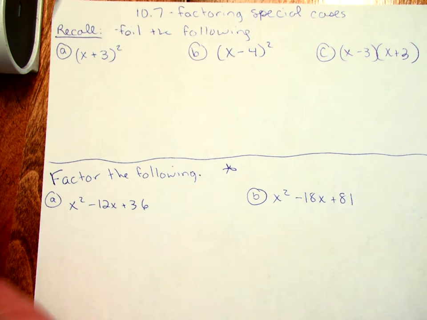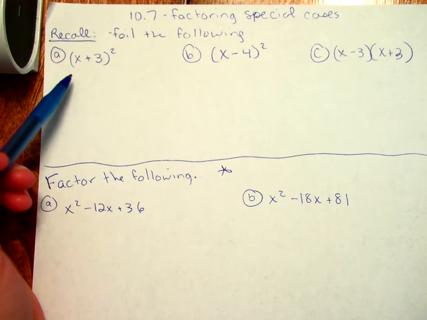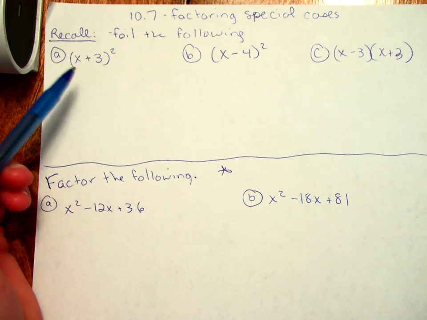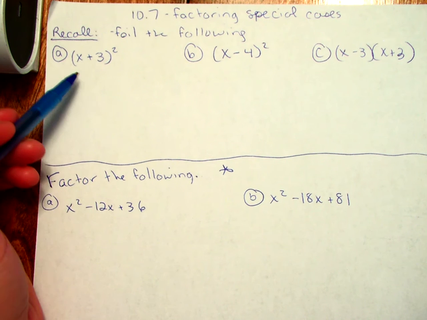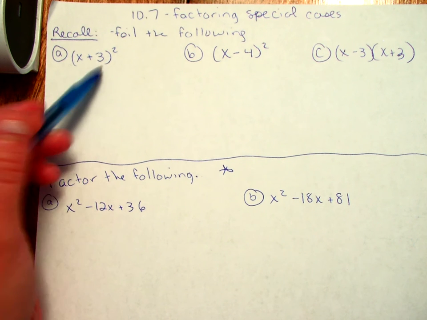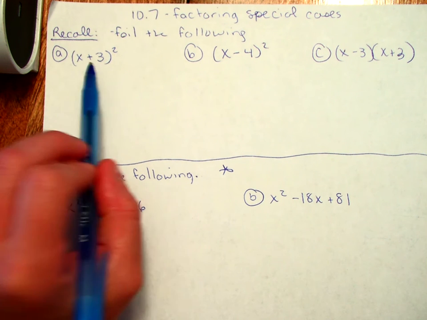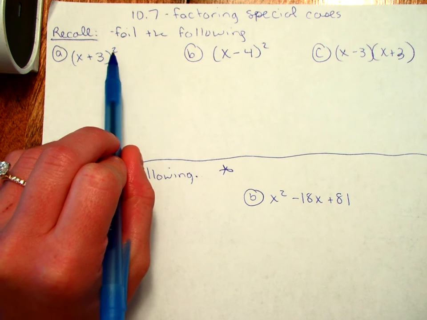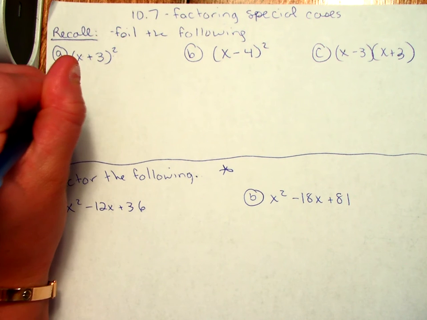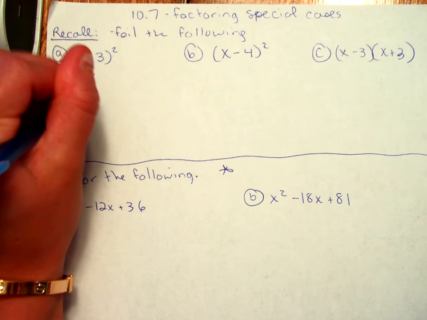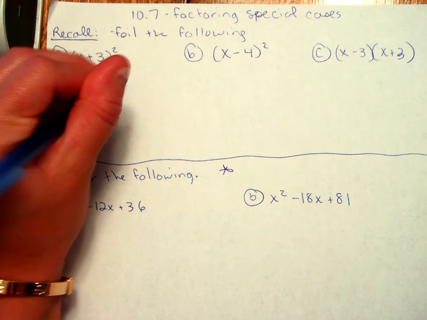Good morning. So today we will be factoring special cases. What I wanted to start with is actually FOILing special cases to help get your mind back into factoring them. So the first one that we're starting with is (x + 3)². Now remember, when we are squaring these, we are not taking the 2 to both, rather expanding. So we get (x + 3)(x + 3).